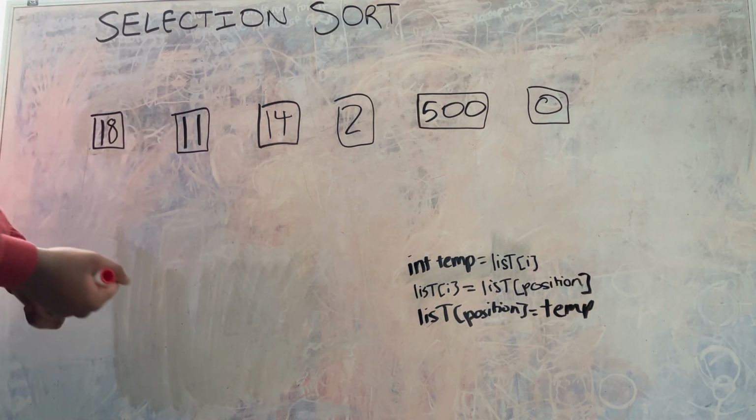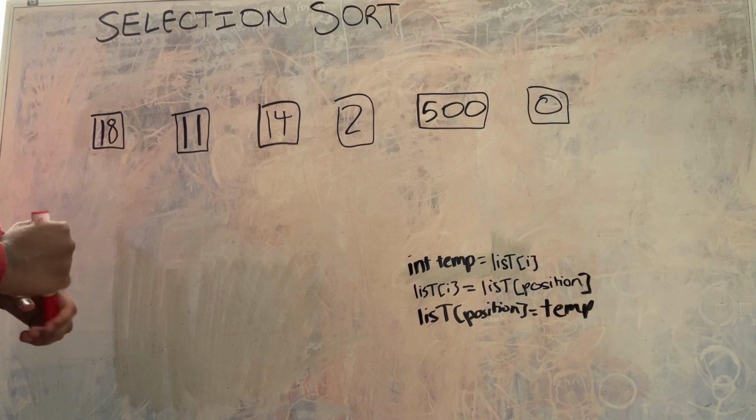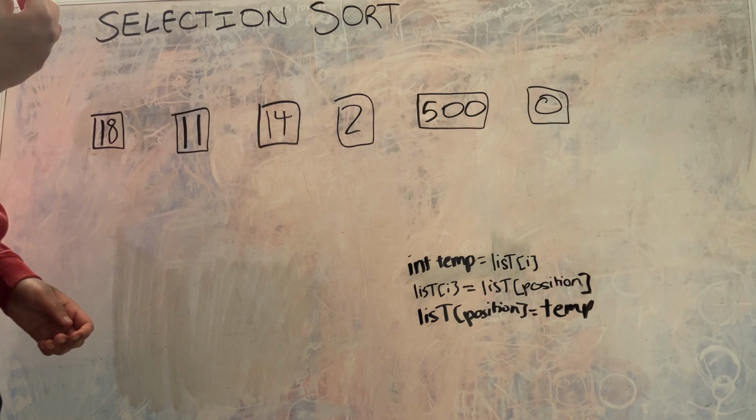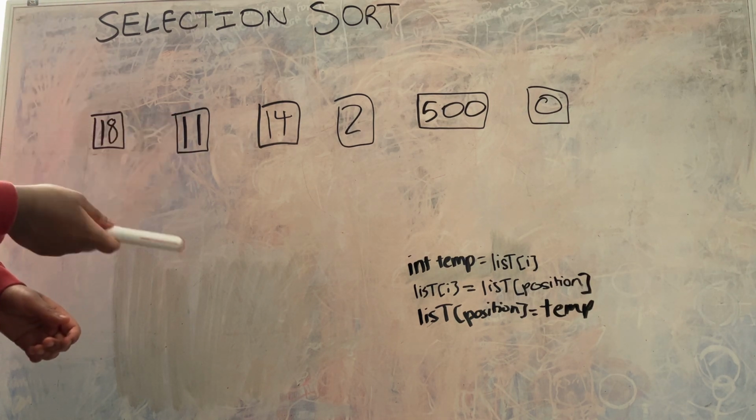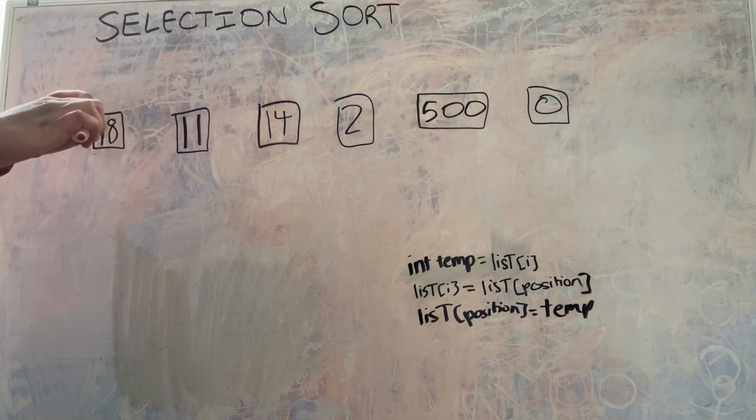Today we're going to learn about selection sort. Selection sort is one of many algorithms used to sort numbers from smallest to greatest. Right now this is an unsorted list of numbers. So here's how selection sort works.